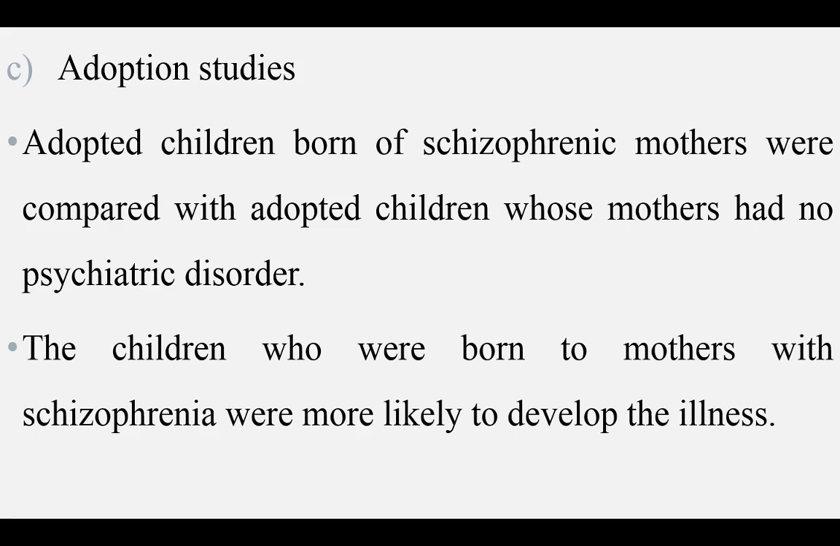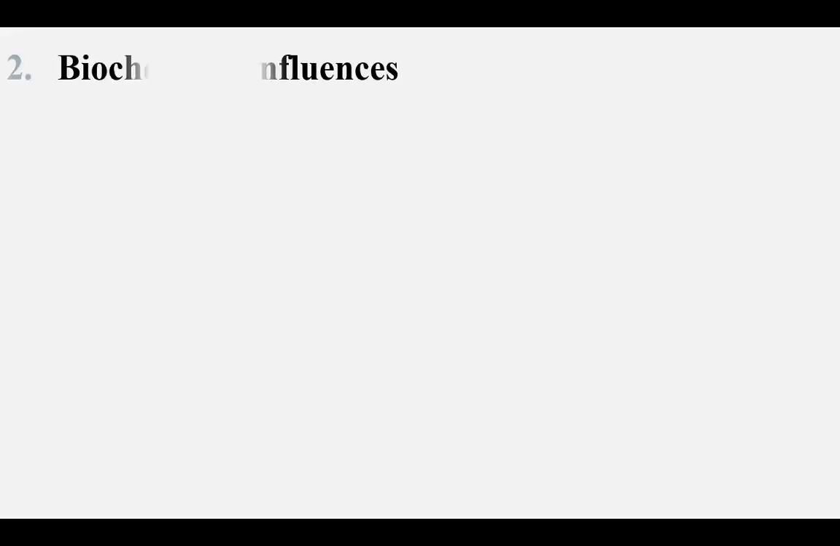And then also they inherit the personality and that whole neurotransmitters setup. So even if a child is adopted, children who are born to mothers who have schizophrenia are more likely to develop the illness.